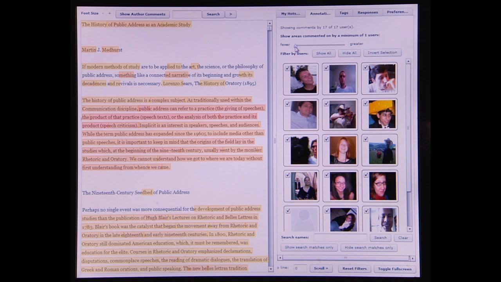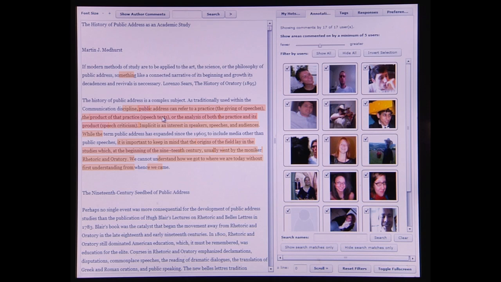Where were students putting their focus of attention? We can move the slider to the right, and this is a hotspot slider, so we can see, oh, I want to see where at least 5 students commented, because if 5 students out of 17 commented, it's probably worth discussing. And so here's a passage early in the text that at least 5 students annotated, and it turns out that this was a very important passage because this is where the author defines what the rest of the text is going to be about.